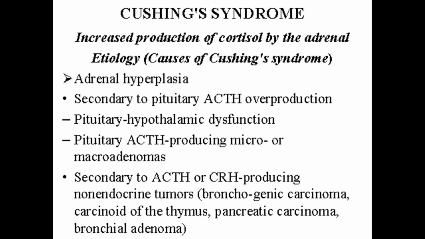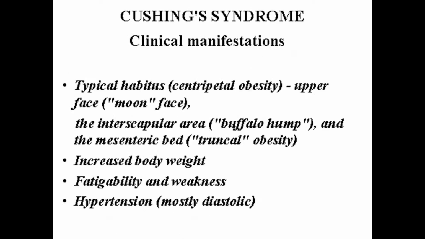And secondary to ACTH, non-endocrine tumors such as bronchogenic carcinoma, carcinoid of thymus, pancreatic carcinoma, bronchial adenoma as well. They can also produce ACTH or ACTH-like substances. In such patients, they can experience symptoms and signs of Cushing's syndrome.